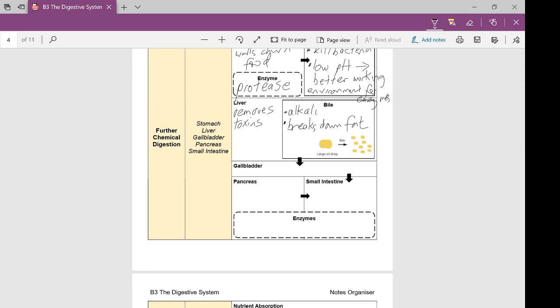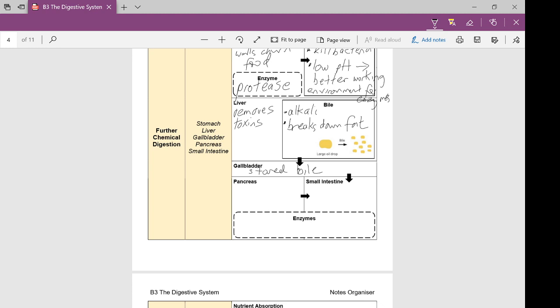Now, the bile, after it gets made in the liver, is stored by the gallbladder. And then the gallbladder releases bile into the small intestine. Because at the start of the small intestine, we want that bile there to neutralize that acid from the stomach. Okay. So, bile from the gallbladder to the small intestine.